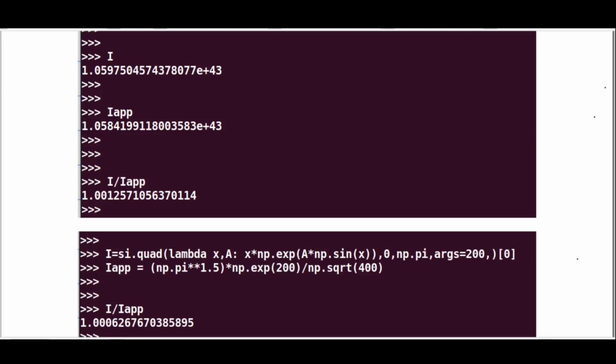But let me just point out one thing. Is it correct to say that the approximate value is actually going to approach the actual integral in the limit when A becomes very, very large? The answer really is no.